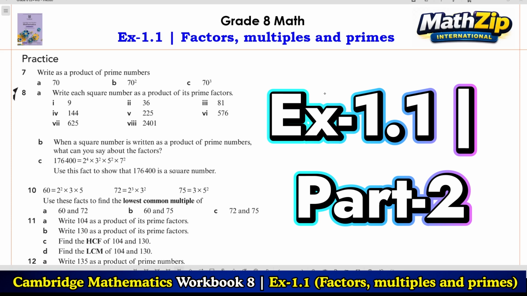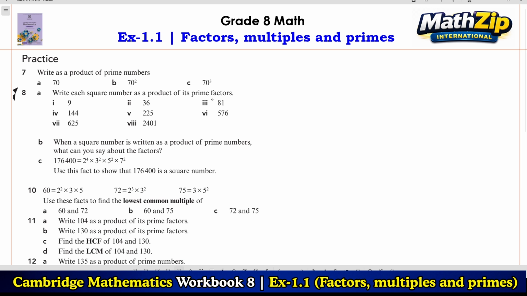Factors, multiples and primes, exercise 1.1 of grade 8. We are starting from question 7. Here it is mentioned: write 70 as a product of prime numbers.